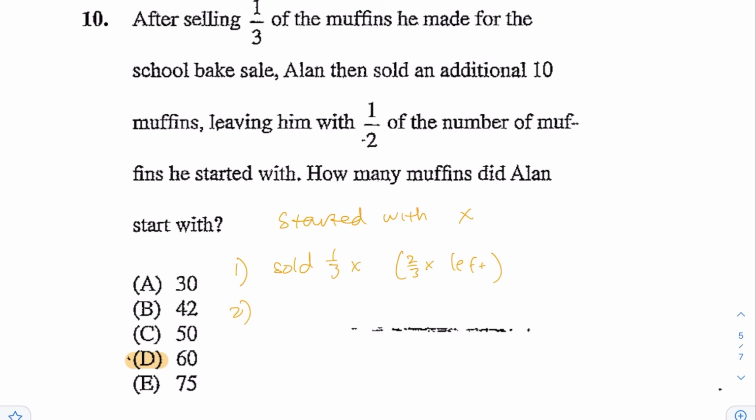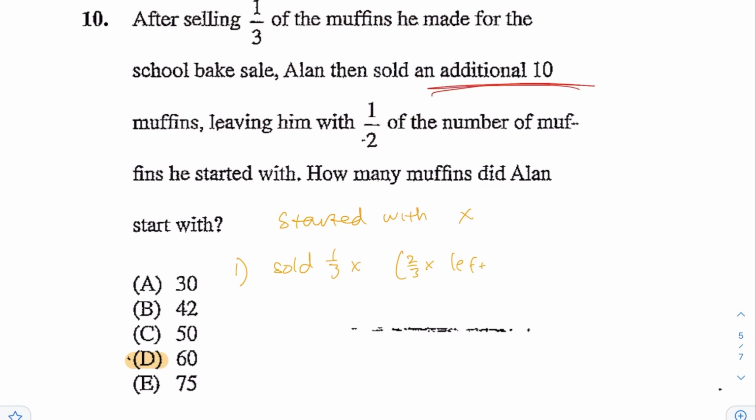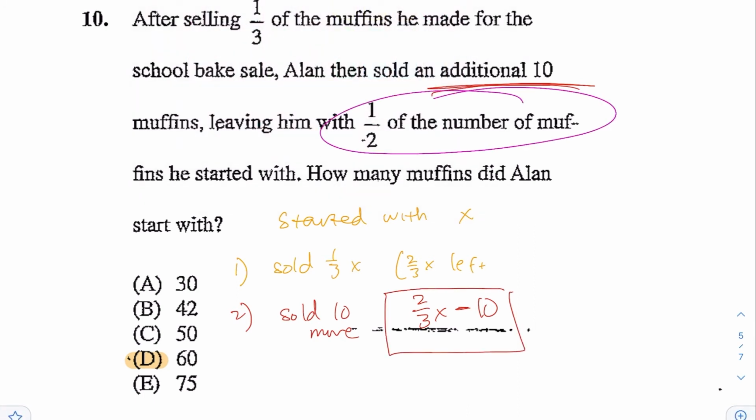But the second thing is he sold an additional 10. So sold 10 more. That means he has 2/3 of X left minus 10. So that's how much he has left. And we're told that this is equal to half of the number of muffins he started with. So 2/3 of X minus 10 is equal to 1/2 of X. And this is the equation that we have to solve.